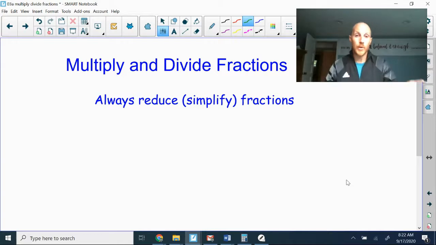So first of all, anytime you're dealing with fractions, we always want to reduce your fractions or simplify fractions. Those mean the same thing, and that really is kind of a ground rule for anything we're doing with fractions. So whether we're multiplying or dividing, you just always reduce.